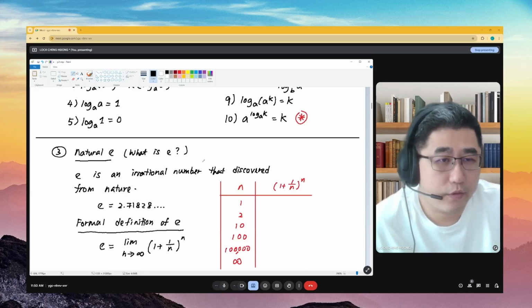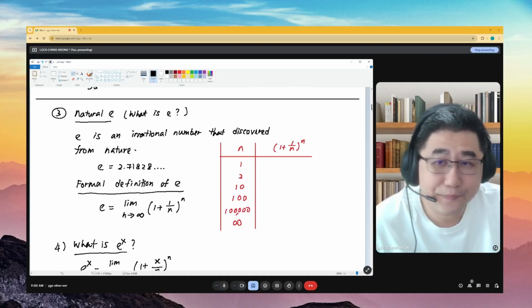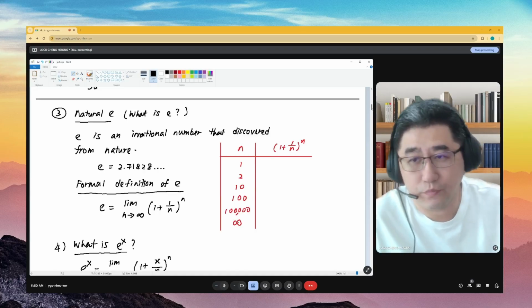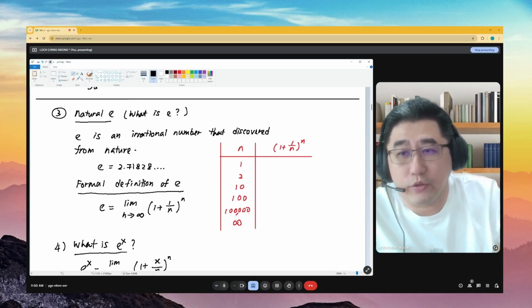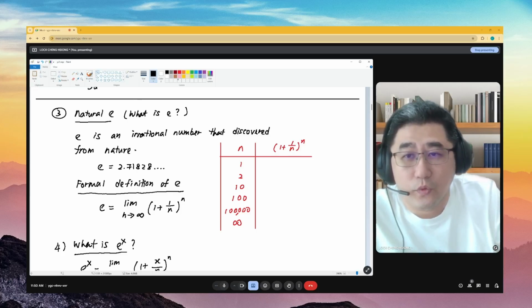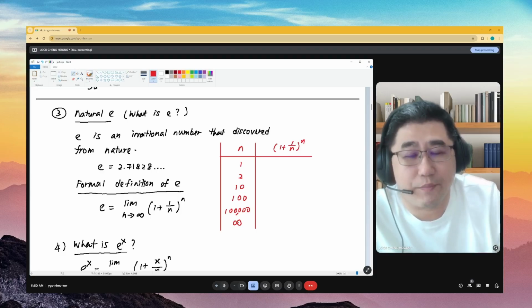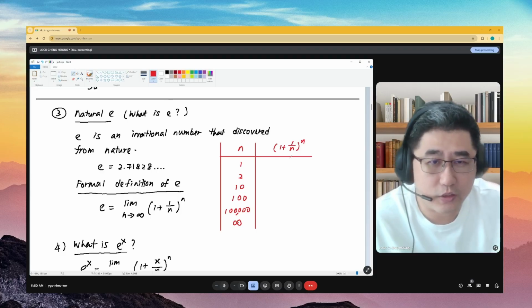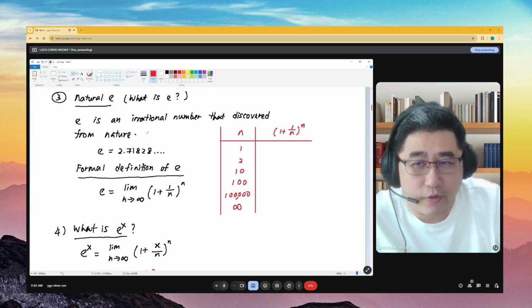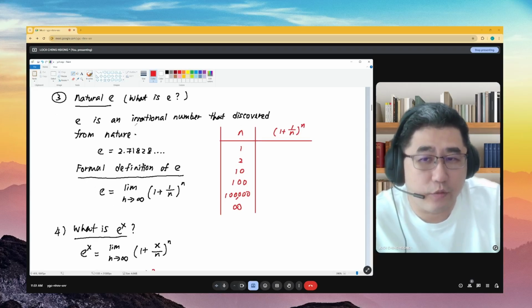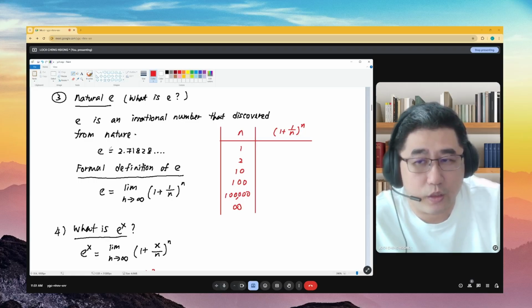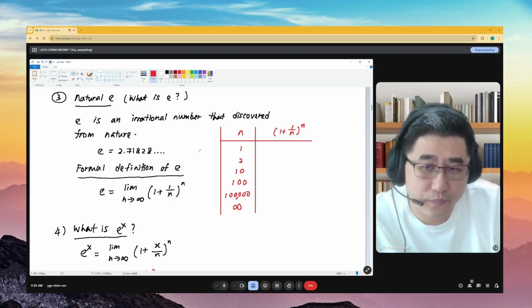And after that, number 3, you need to know what is E. Okay, what is E? E is an irrational number that was discovered from nature. Just like pi is also a number that they actually discovered from nature. Irrational number means it cannot be written as a fraction. And if you press your calculator, E equals 2.71828 something.